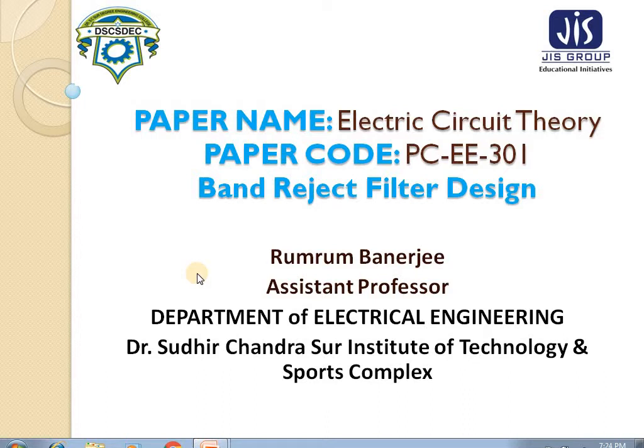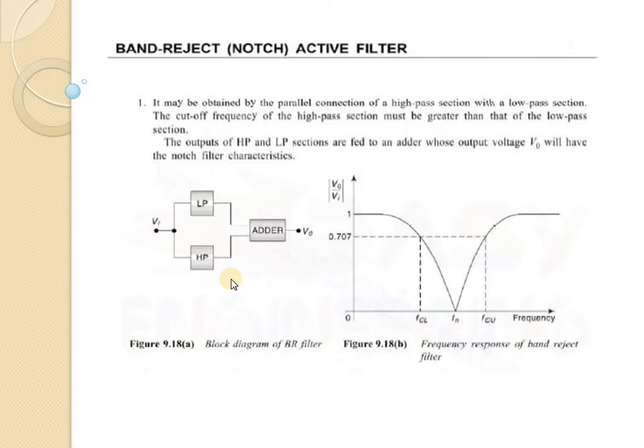In this lecture, we will discuss band reject filter. Previously we have discussed different filter circuits, introduced different filters, modern active filters, passive filters, and how the active filter is designed in the case of low pass filter, high pass filter, and band stop filters. Those things we have discussed in my last lectures. So let us start with band reject filter design.